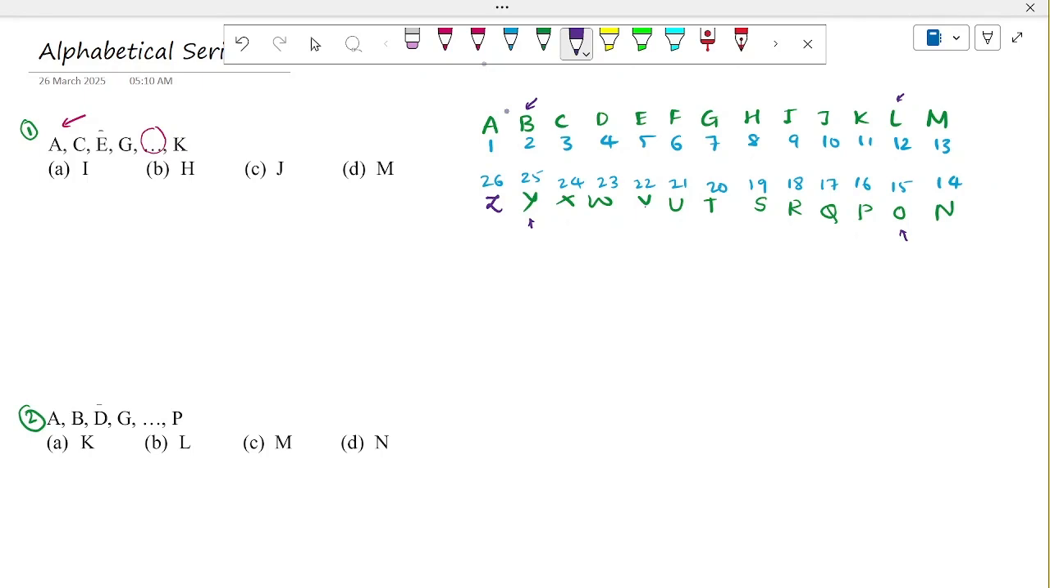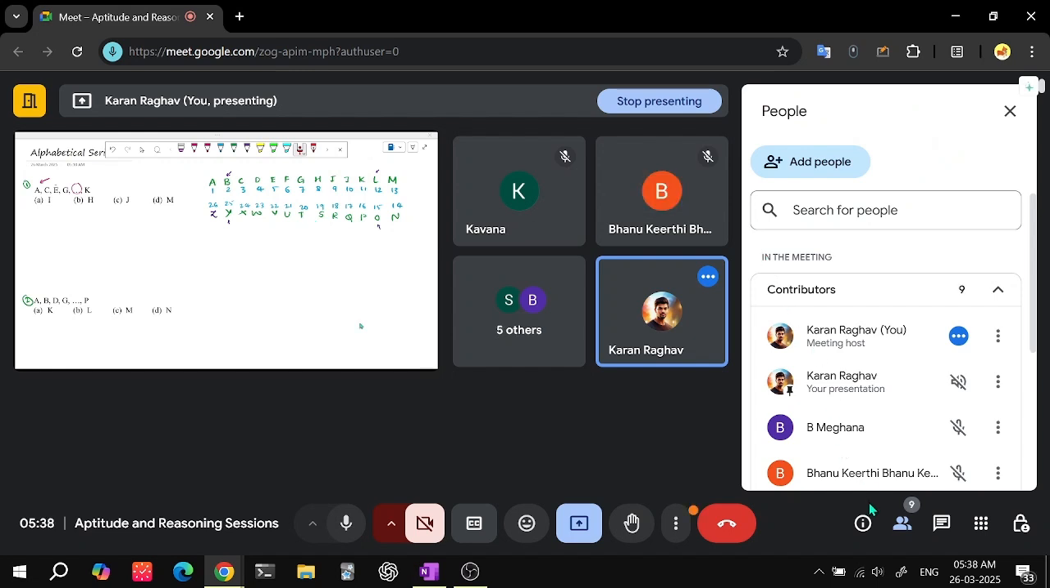So whenever you are solving such questions, make sure that you make a table of this type so that you can solve any kind of given question. Now let's look at the first question. We have got A, C, E, G. You just try to identify. We have got A, C, E, G, and then K. So obviously the answer is what? I. Right? So the answer to this question is I.